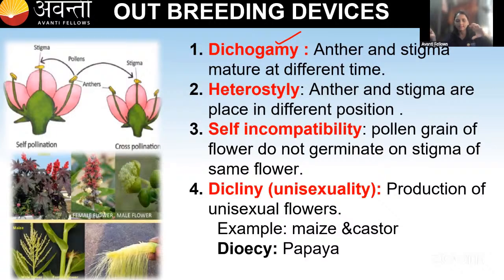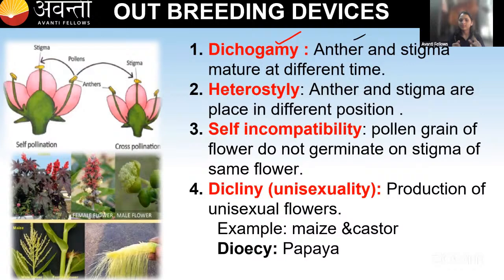When the anther is matured, it will simply release the pollen grain. It is not going to fall on the stigma of the same flower, because the stigma of the same flower is not matured yet. That kind of thing we call dichogamy, that is, anther and stigma mature at different times. I think you understood this. Give me thumbs up if you understood.